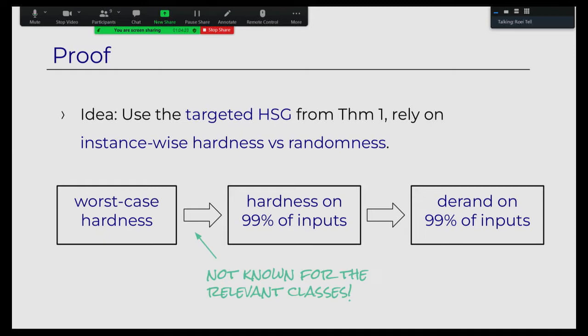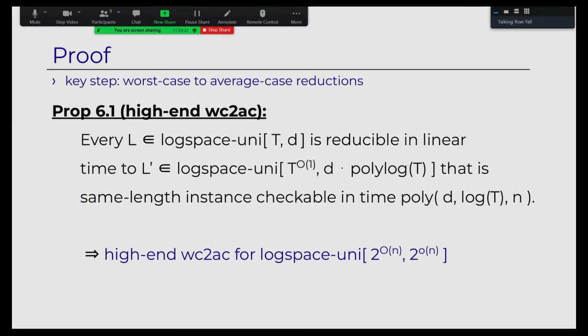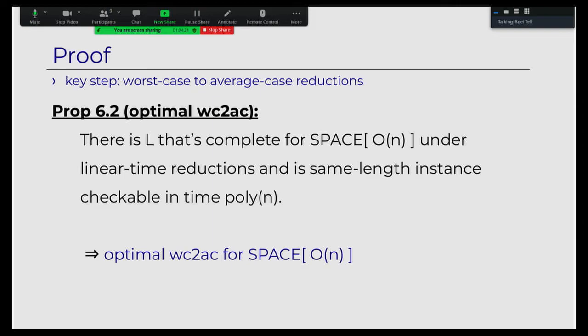And this is what we solved. I'm going to state two results. Let's start with this. Just for linear space for simplicity, then we'll state it for the large class. We have an optimal worst case to average case reduction for linear space. And the main thing to do, really, we use standard techniques, but the new thing is an instance checkable problem that is complete for linear space under linear time reductions.